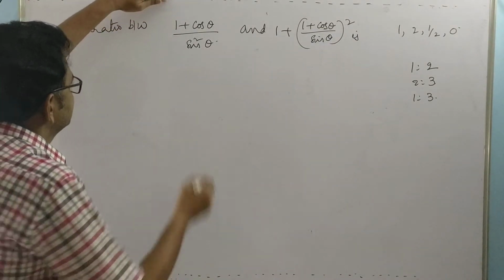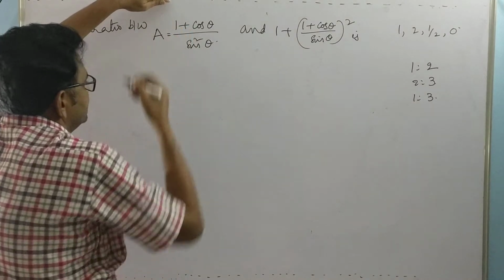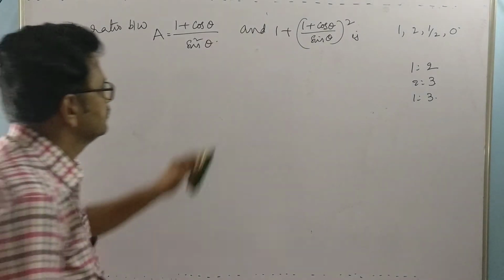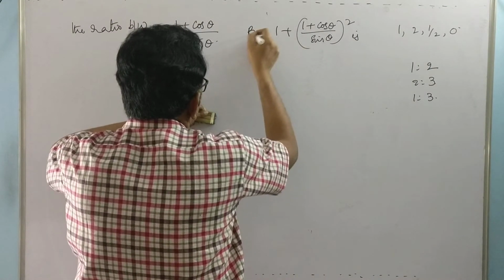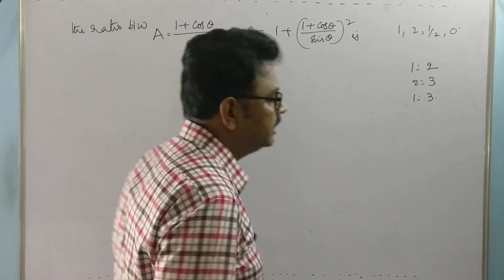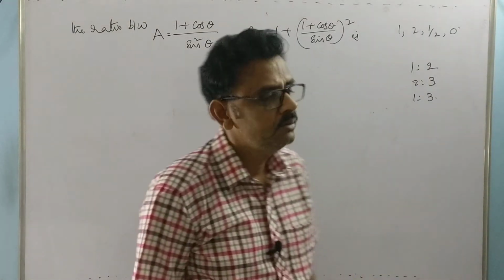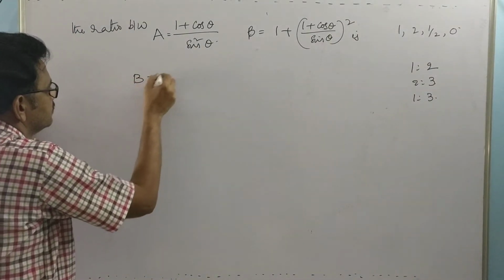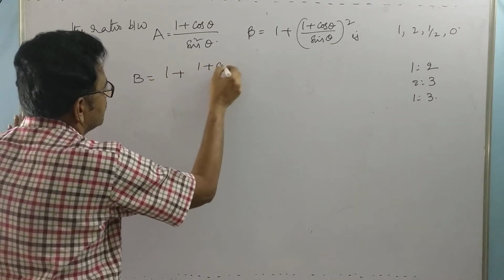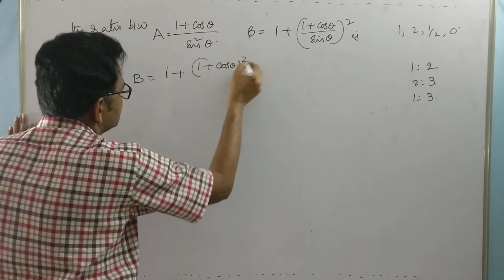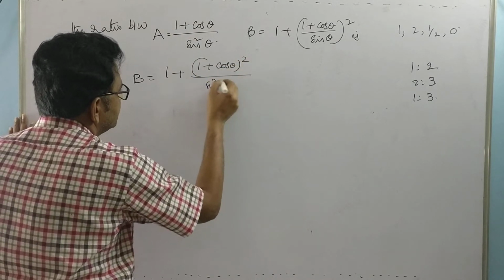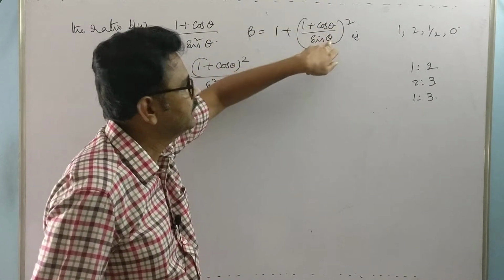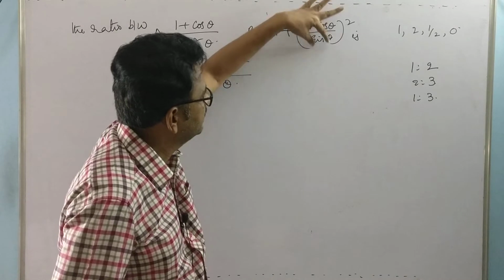Let this be A, and this is treated as B. Now we have to find the ratio A is to B. I am calculating B, which is 1 plus cos theta whole square by sin square theta. A by B whole square means A square by B square.